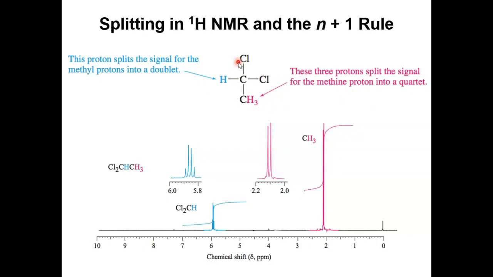Just look at how many types. We have 4 protons, but how many types of protons? 2. Well, that's pretty straightforward because one is the methyl proton. The other one is the methyl proton. Methyl proton, you have 3 of them, but all of them are equivalent. How do you know they're equivalent to each other?